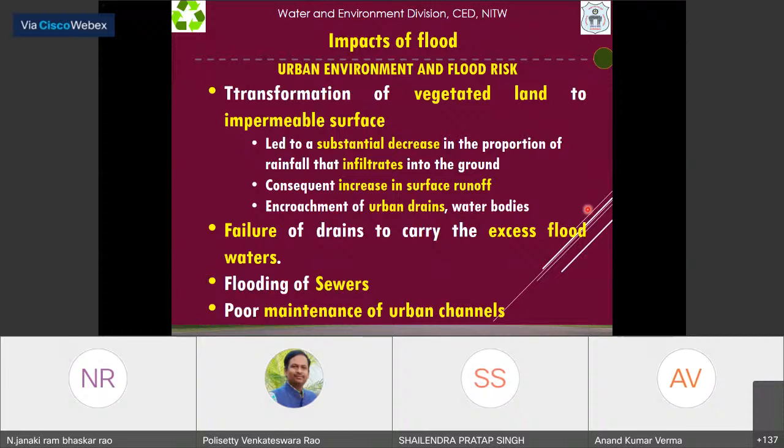They're getting flooded. It's one thing. The second thing is that it is causing a lot of inconvenience to the people, the majority of the people living in the urban areas. One of the major reasons for these urban floods, let it be flood in Delhi, flood in Hyderabad, flood in Chennai, flood in Bangalore, floods in Kerala, the reason is transformation of vegetated land into impermeable surface.